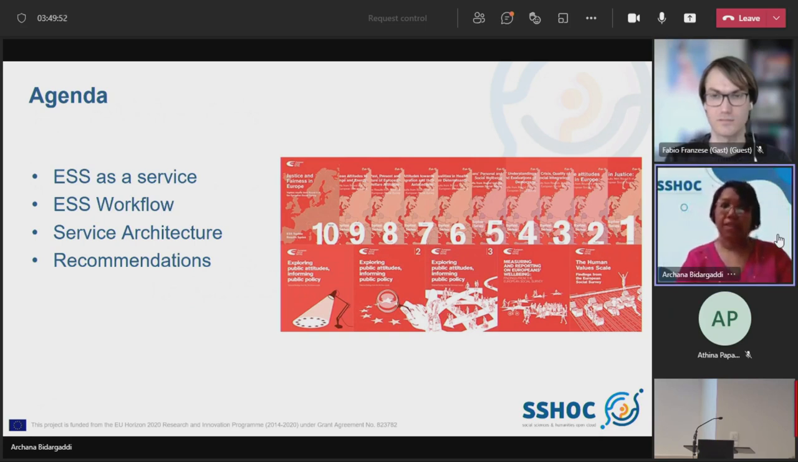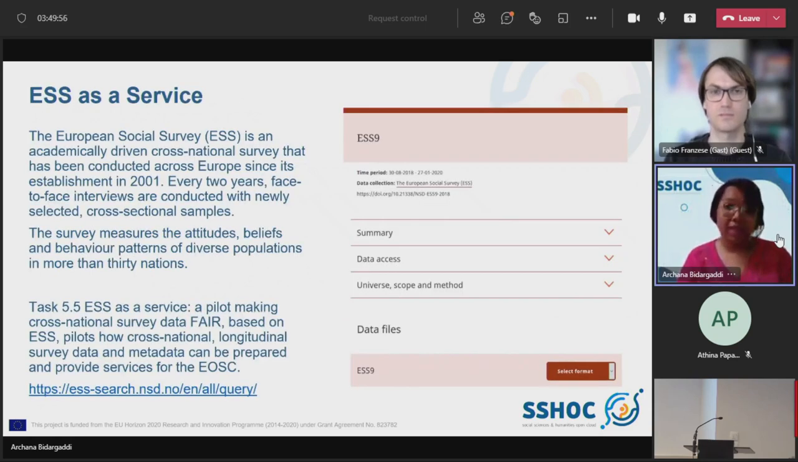ESS as a service has existed since 2001, and as Bodil mentioned, it is a survey that is conducted across 30 plus countries every 2 years, and currently the 10th round is going on, and the activities to curate and make the data available are underway.